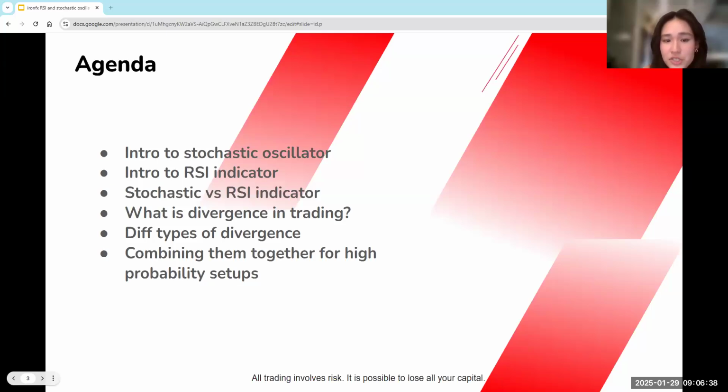So for today's session, here's our agenda. We'll start with an intro to stochastic and RSI, the difference between them, what is divergence, and then how to use divergence.